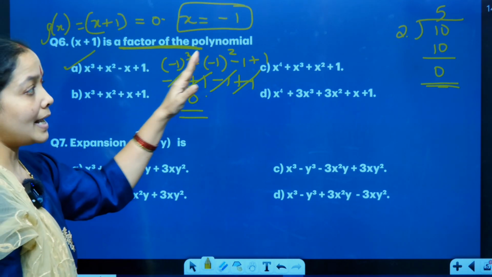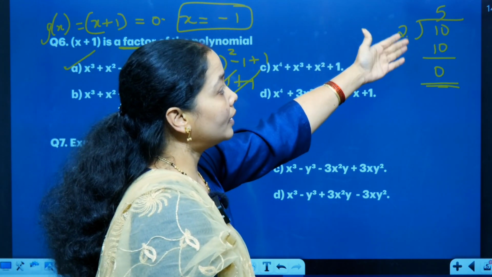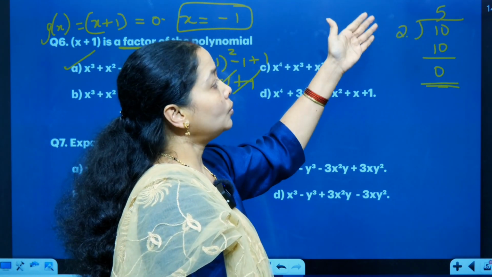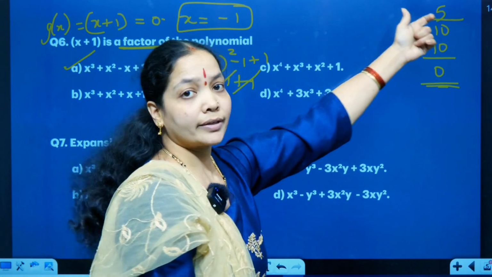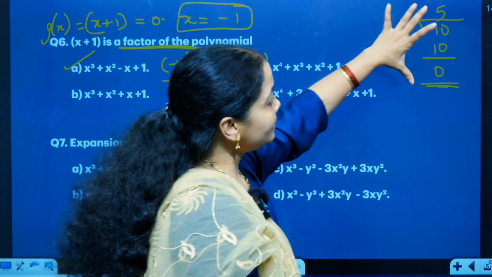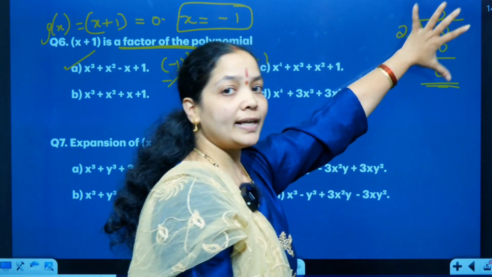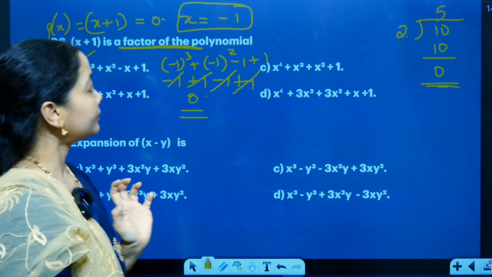turning 0. As I showed you in the small example here, if I divide 10 with 2, 2 5s is 10, my remainder is 0. So I say 2 is a factor of 10. Simply remember this example, it will be very easy for you to conclude the answer.